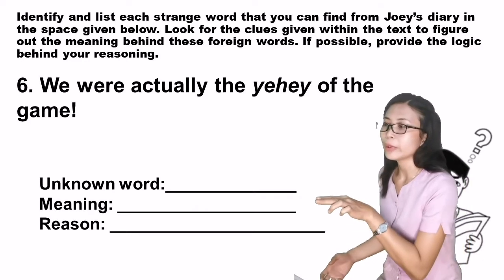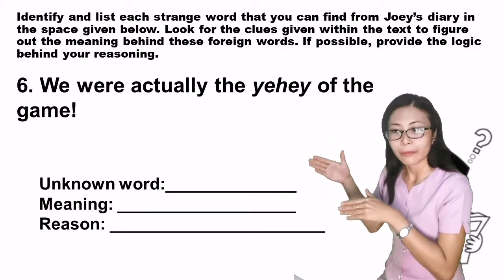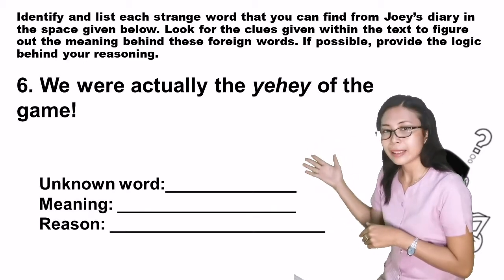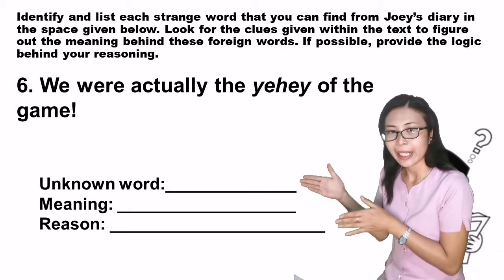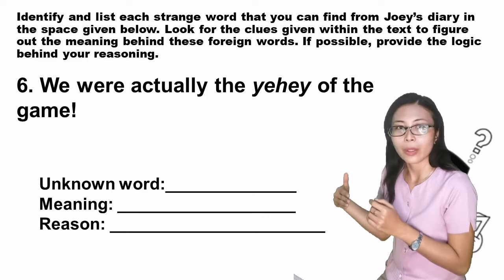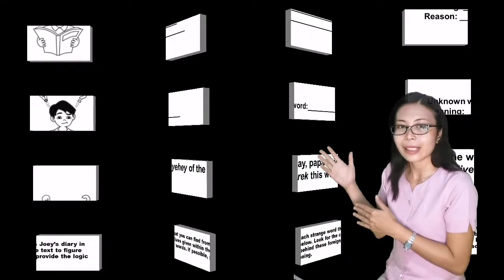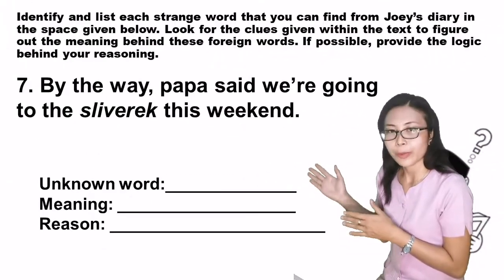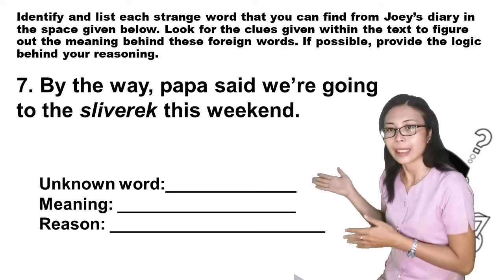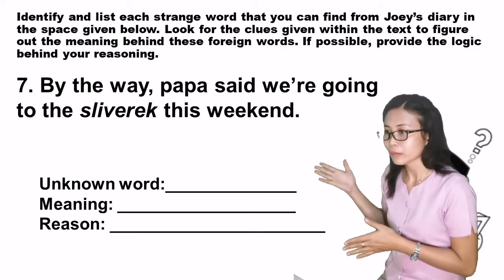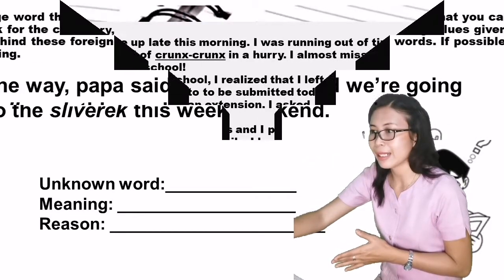Therefore, again, the unknown word is yay and the meaning is the winner or victorious in the game. And the reason is the familiarity of the word yay when we use it during times of happiness and success. And the last sentence is from group 7. By the way, Papa said we're going to the slivering this weekend. Actually, this sentence is not enough, so we have to revisit the letter.